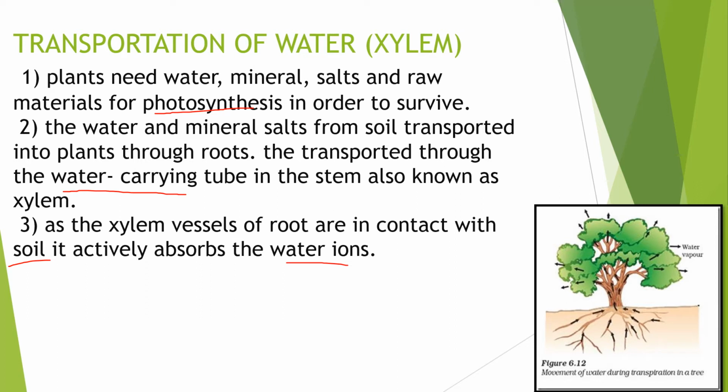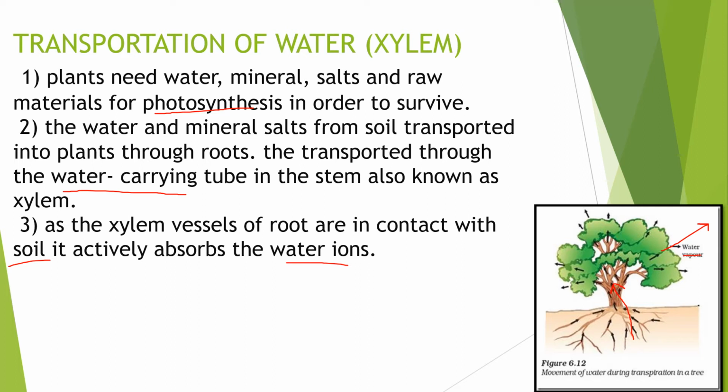You can even see in the diagram the movement of water during transpiration in a plant. You can see that the water is moving upward like this, and then losing water from here. So the water vapor you can see here is nothing but the water vapor which is moving out. So there is a loss of water in the form of vapor in all the aerial parts of the plant, and this is known as transpiration.